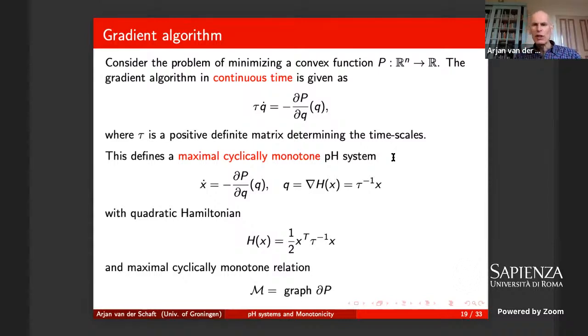Well, of course, the whole definition that I gave about incremental port-Hamiltonian systems is in continuous time.